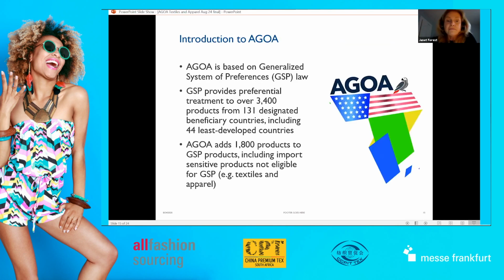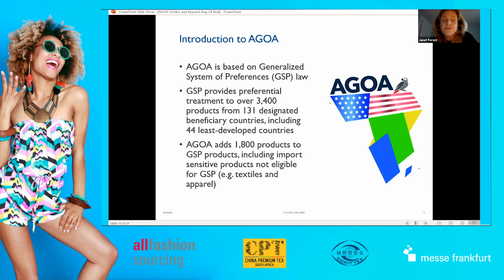Now we'll turn to AGOA. AGOA is basically based on the GSP law. GSP has been around for, I don't know, 50 years or something. And it provides preferential treatment for 3,400 products from 131 beneficiary countries all over the world.